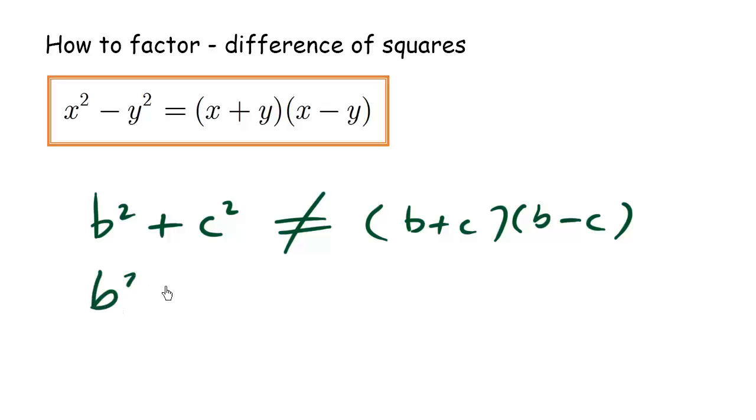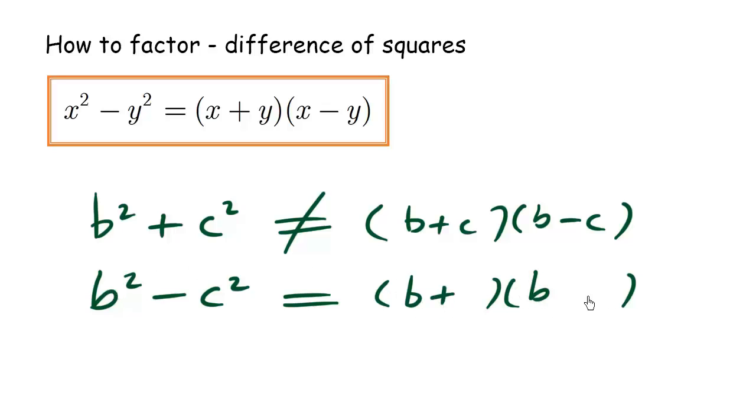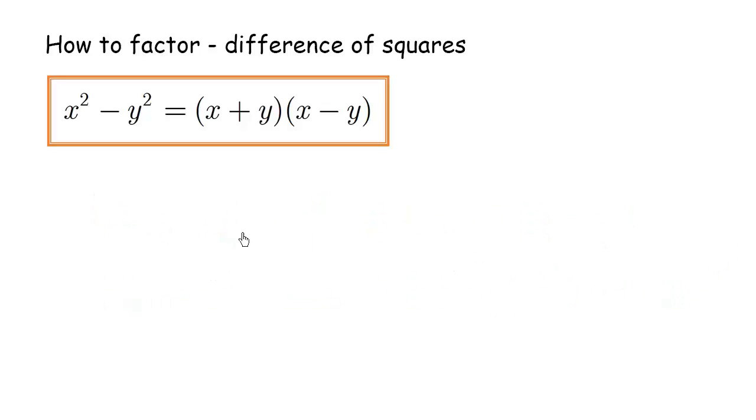So if this was b squared minus c squared, this would equal, so do our brackets first. What times what is b? B times b is b squared. And you go plus minus, what times what is c squared? It's c here. So this is correct. Great job. Let's try a little harder question.